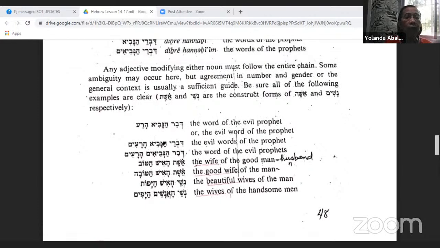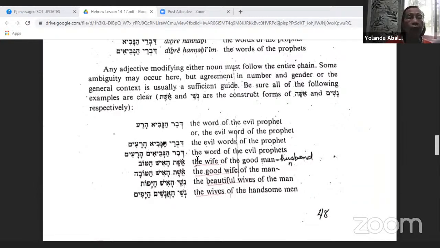Devar HaNavi HaRa. The words of the evil prophet. Ra is evil. Prophet, Navi. Or the evil word of the prophet. Divre HaNavi, the prophet. Ra'im are evil. Ra'im, tandaan nyo yan. That is an evil plural.